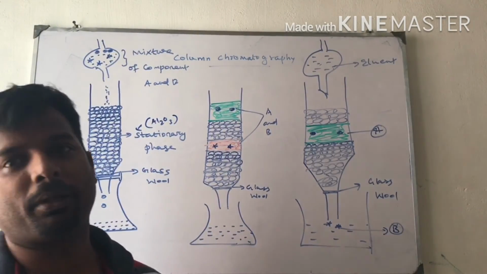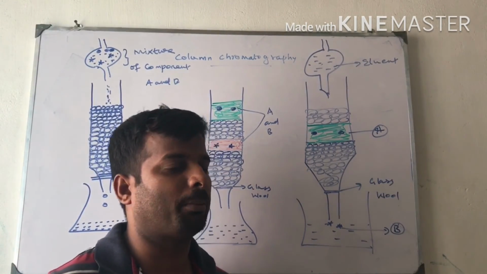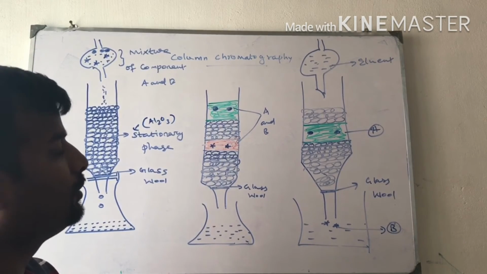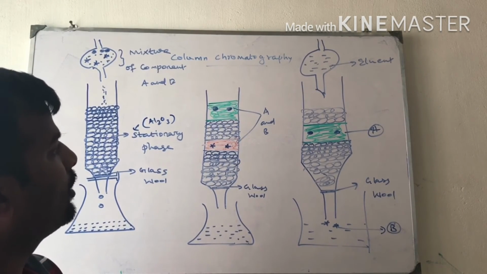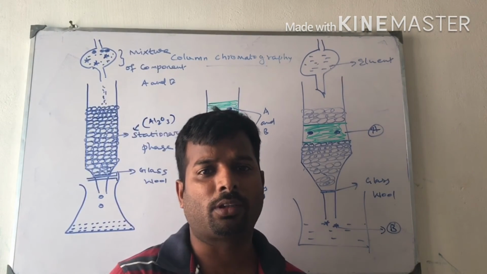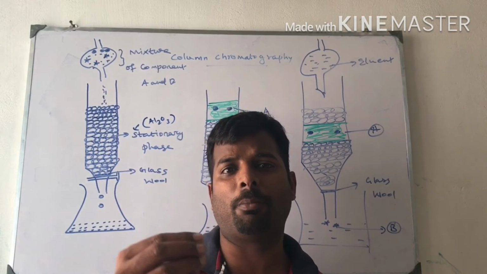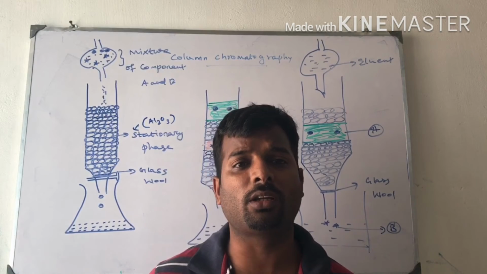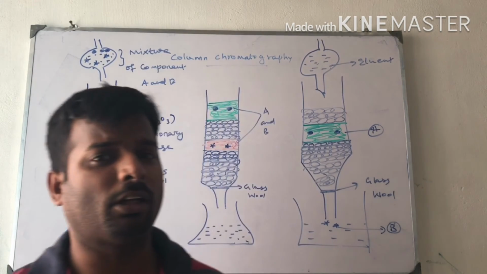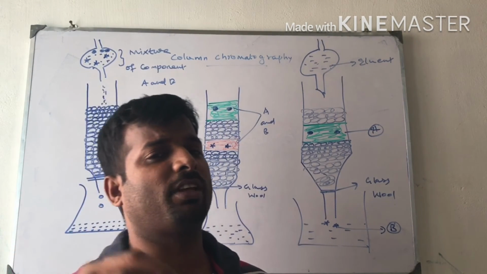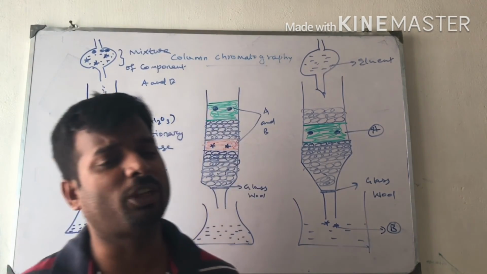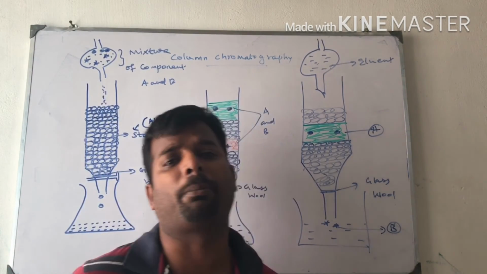Column chromatography. Today the last topic of the lesson is column chromatography. I have drawn 3 diagrams which explain the nature of column chromatography. Suppose we have to separate the components present in chlorophyll, in urine, in blood, that are present in very small quantity, we have to separate them by column chromatography.